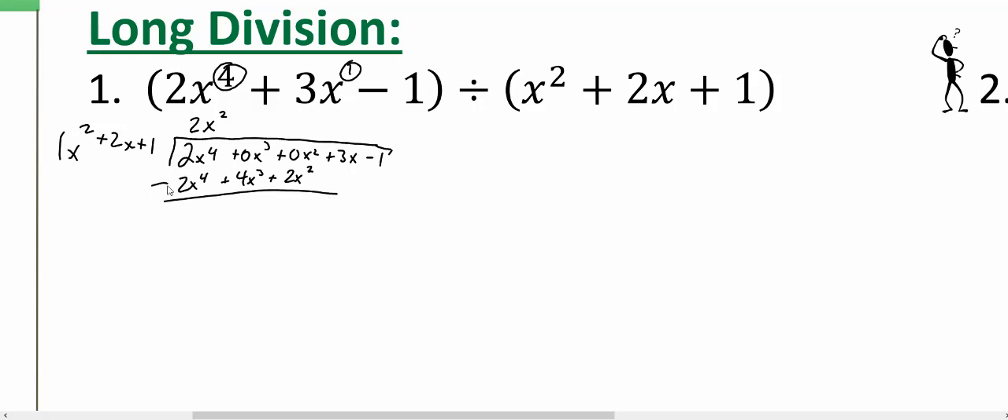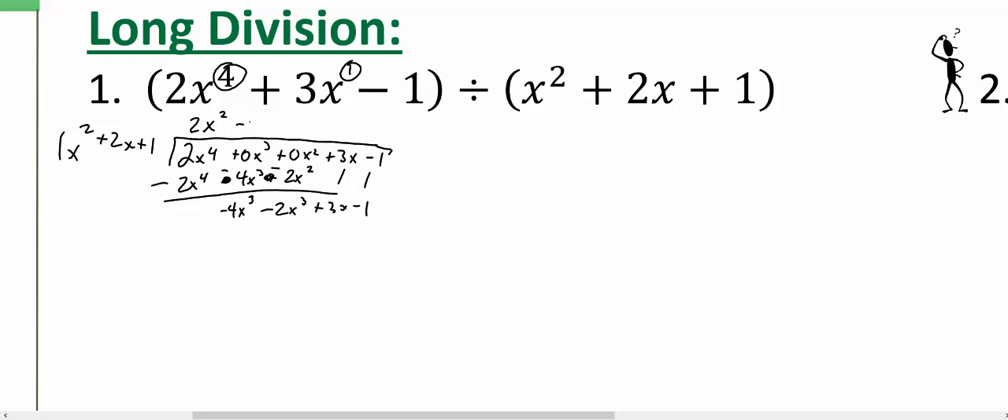Here's what now happens. Now I'm going to subtract them. When I subtract, these pluses are going to change to a negative, or the negatives would change to a plus. You're going to flip the sign. So 2x to the 4 minus 2x to the 4 is gone. There's nothing there. 0 minus 4 is negative 4x to the 3. 0 minus 2 is negative 2x squared. And then these all drop down: plus 3x minus 1.